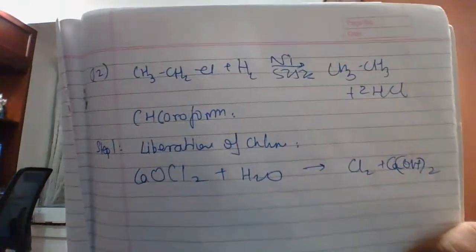You get Cl2 plus Ca(OH)2. This is the first reaction. The second reaction is oxidation.